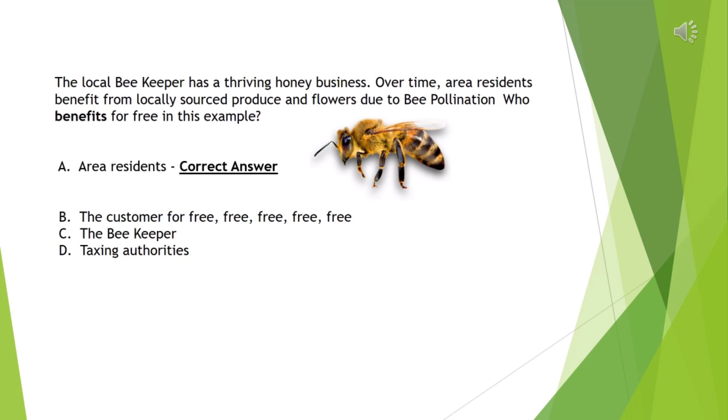If you chose A, you would be correct. Area residents don't have to pay anything. They don't have to buy the honey. They're not part of the transaction. But over time, they're benefiting because the bees are flying off and they're pollinating the local crops and flowers. And so area residents get to benefit from having locally sourced produce and flowers.